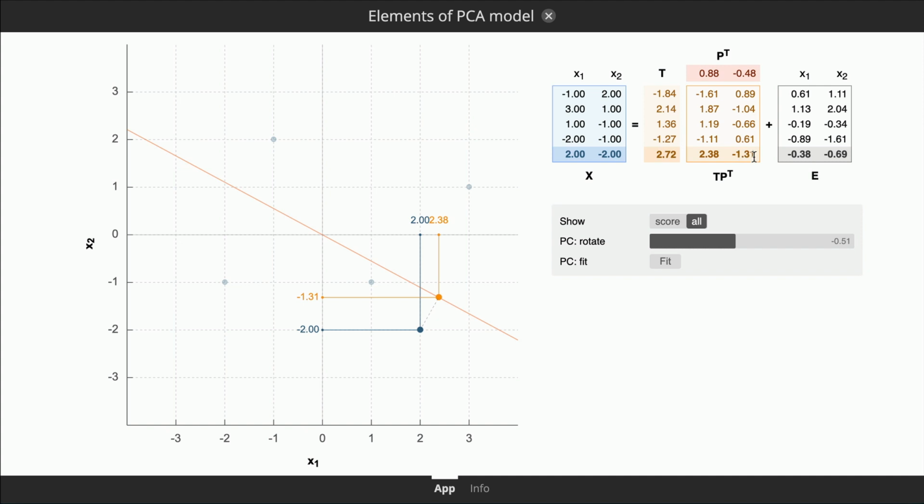So this is the x1 and this is x2 coordinates of the orange points, okay? And then you take a difference between these two.